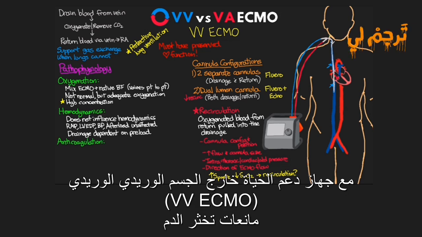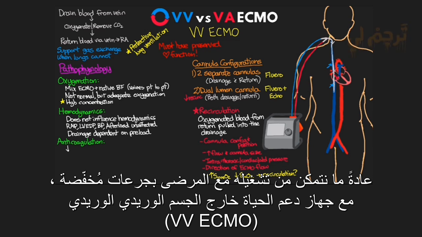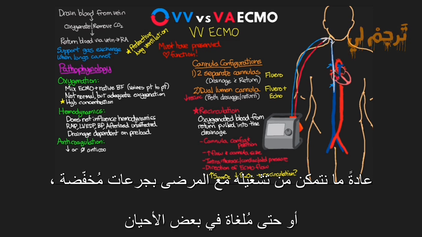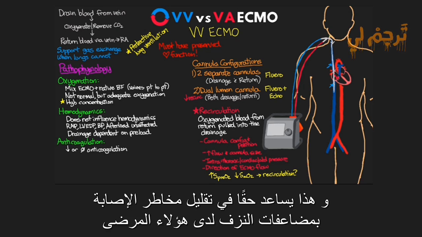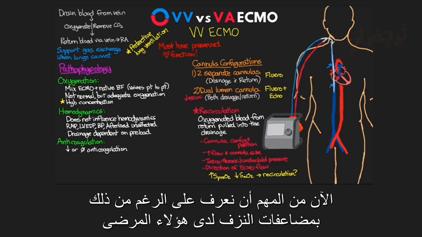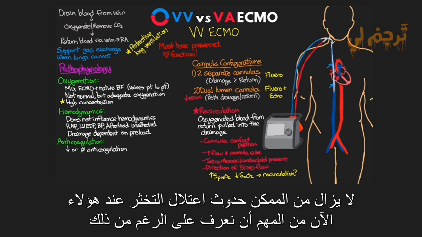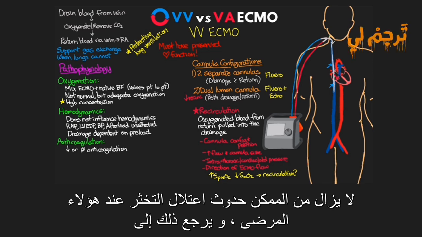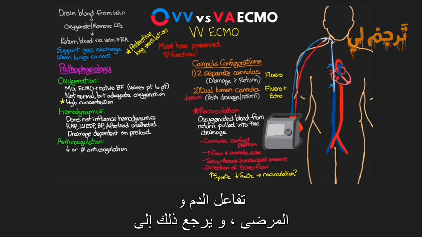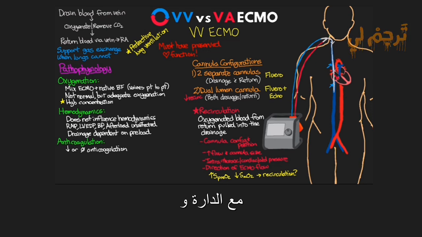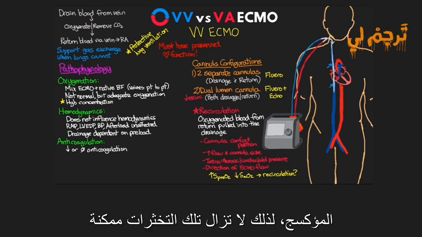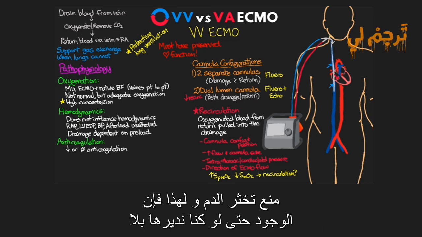Now, with ECMO, we're typically able to run these patients with decreased or sometimes even eliminated anticoagulation. And this really helps reduce the risk of bleeding complications in these patients. Now, it is important to know, though, that coagulopathy still may exist in these patients. This is due to the interaction of the blood, really the clotting factors and platelets, with the circuit and the oxygenator. So those coagulopathies still can exist even if we're running them with no anticoagulation.